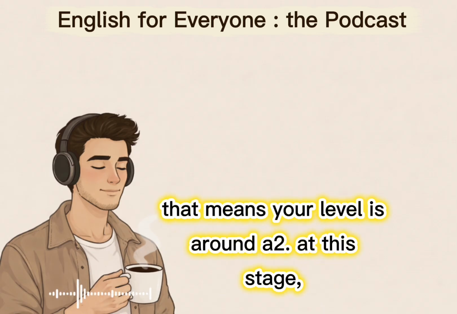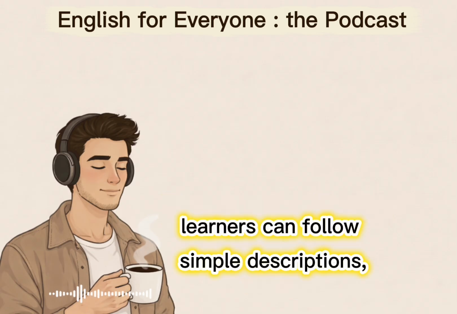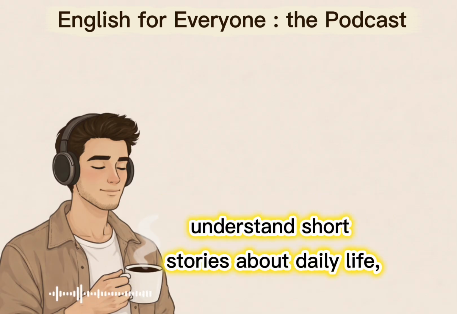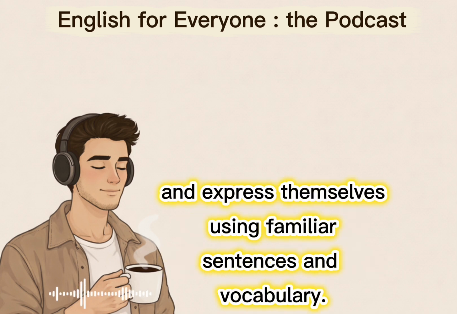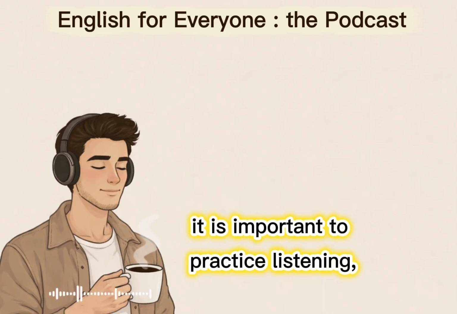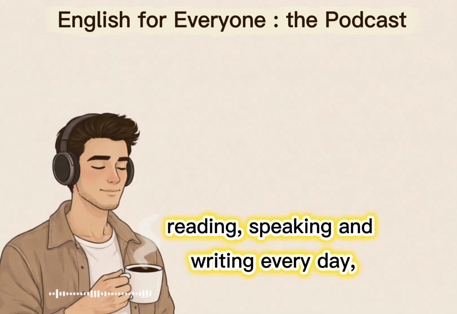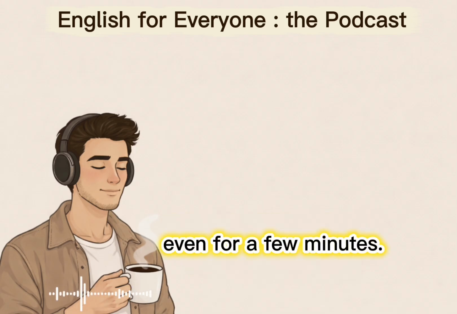If you can understand most of this text, and you can repeat or summarize it in your own words, that means your level is around A2. At this stage, learners can follow simple descriptions, understand short stories about daily life, work, hobbies, and experiences, and express themselves using familiar sentences and vocabulary.